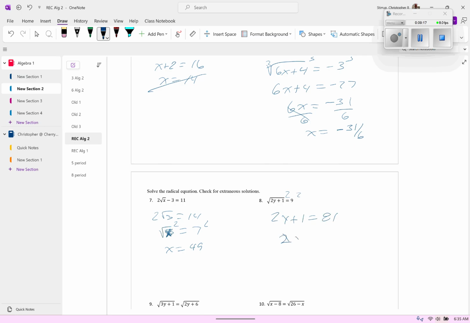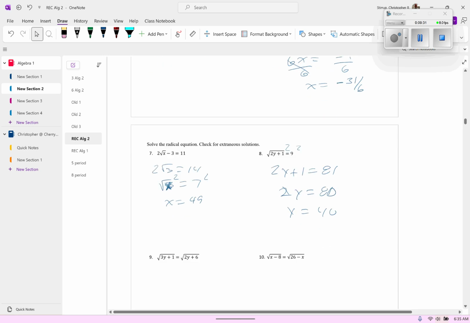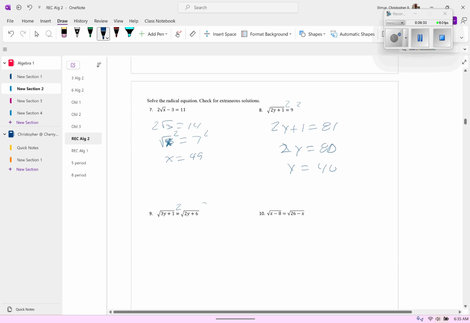We're going to go ahead and subtract 1. Divide by 2. And we'll check it. 2 times 40 is 80. 80 plus 1 is 81. Square root of 81 is 9. That works. Let's square both sides here.